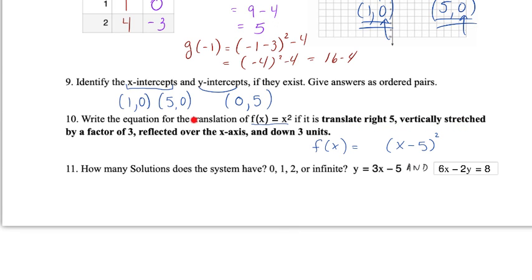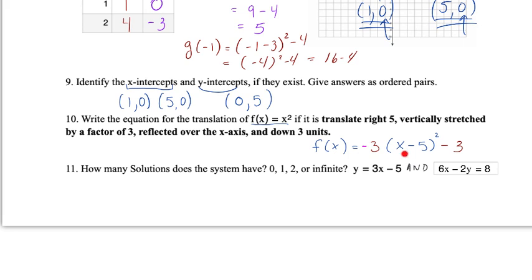Vertically stretch by a factor of 3. Vertically stretching, that goes in front of the function. So there's our 3 out front. Reflected over the x-axis, our reflections come next. Over the x-axis means we have to have the negative out in front, so it flips the whole thing upside down. So we get a minus sign in front of this thing. And then lastly, we have to go down 3. That's the easy one, so down 3 at the end as well.